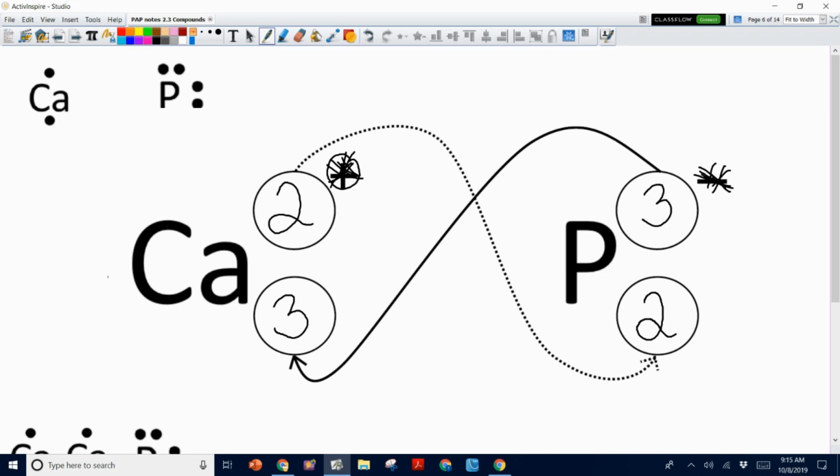Now this is only for ionic. So that tells you the formula, Ca3P2, which is exactly the same way we did it when we moved electrons. So whatever way's easiest for you. For me, I prefer the swap and drop method, but whatever is easiest for you, that's the method that I want you to use.